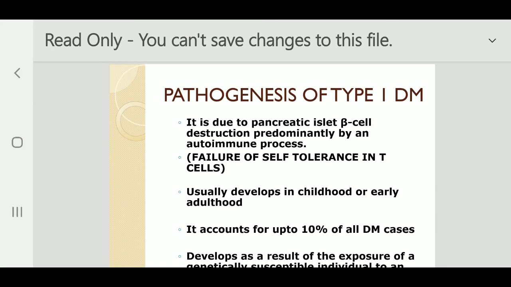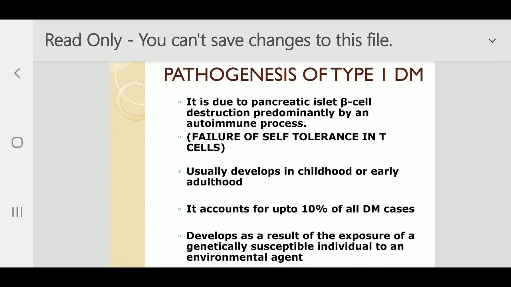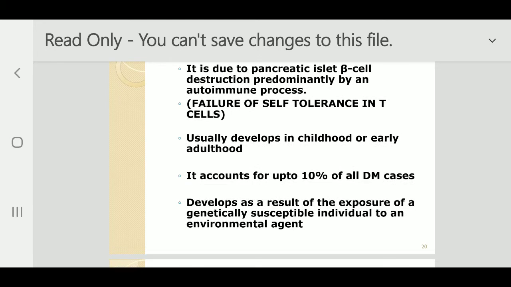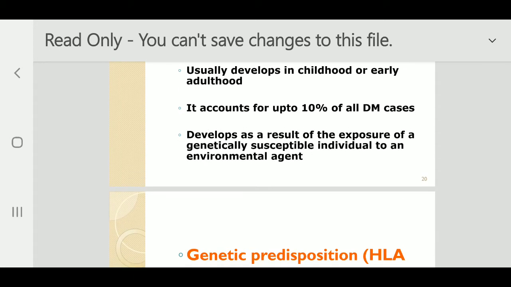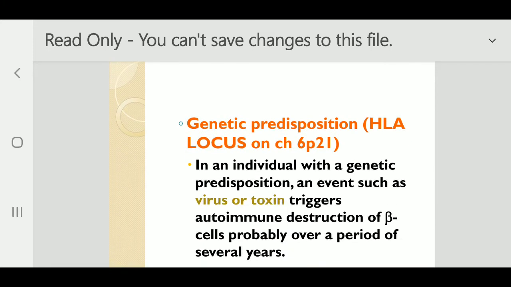Now, coming on to the most important part, that is pathogenesis of type 1 diabetes mellitus. That is, why does type 1 diabetes mellitus occur? As I've already told, autoimmune, there is pancreatic islet beta cell destruction predominantly by an autoimmune process. What is autoimmunity? Failure of self-tolerance is autoimmunity. Either antibodies are generated to destroy these beta cells, or the T cells directly destroy the beta cells. It usually develops in childhood or early adulthood, and it accounts for up to 10% of all DM cases, and it develops as a result of exposure of a genetically susceptible individual to an environmental agent.